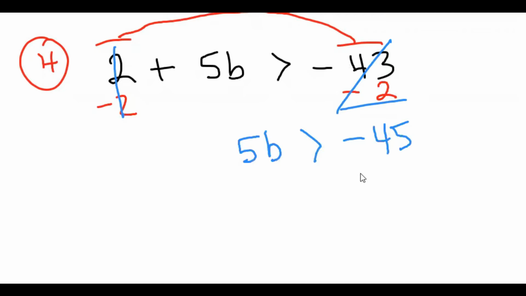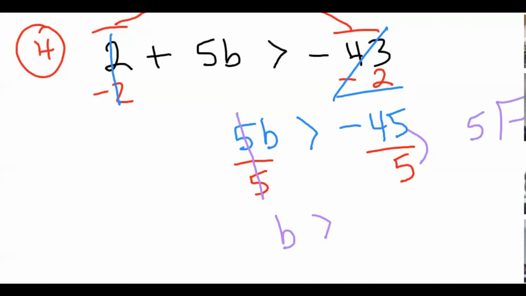And now we're down to our last stage, which is division. Whatever number we have that's right next to the variable, which is the 5, you're going to put that same number underneath here. We're going to cross things out that are identical when we're dividing, right? That makes this b. That makes b is greater than, and then we have to divide. I can look at that and tell it's negative 9, but I'm just going to set it up. 5 times negative 9 is negative 45, so it's negative 9.